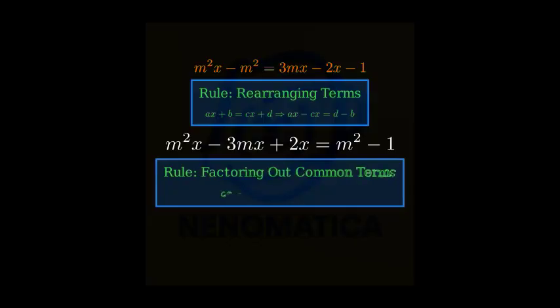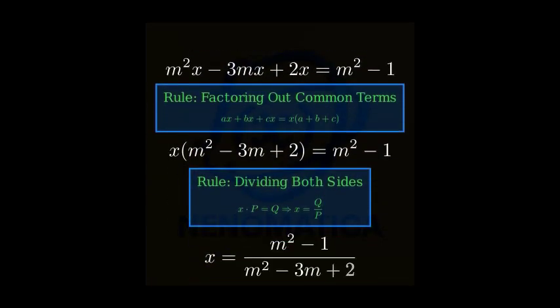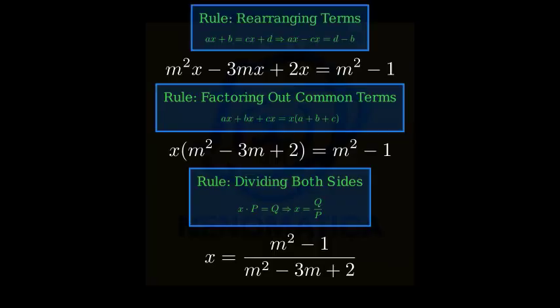We get x times the expression m squared minus 3m plus 2 equals m squared minus 1. Next, we solve for x by dividing both sides by the expression m squared minus 3m plus 2. This gives us x equals m squared minus 1 divided by the expression m squared minus 3m plus 2.